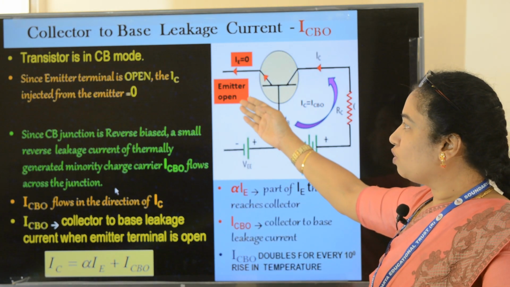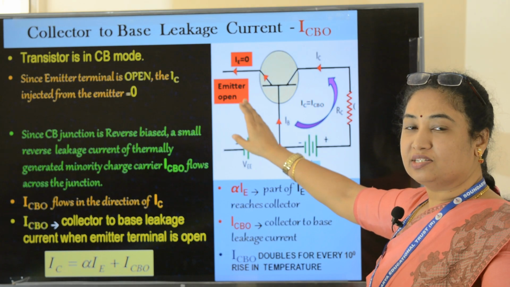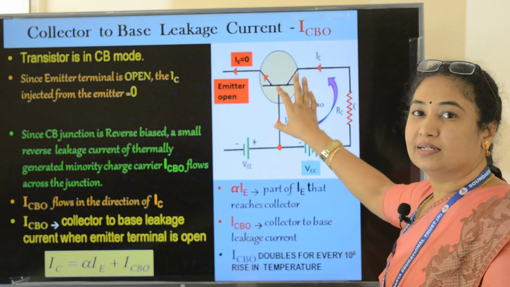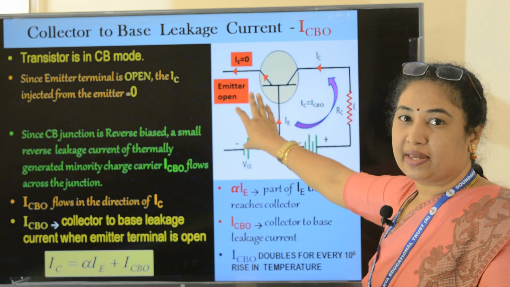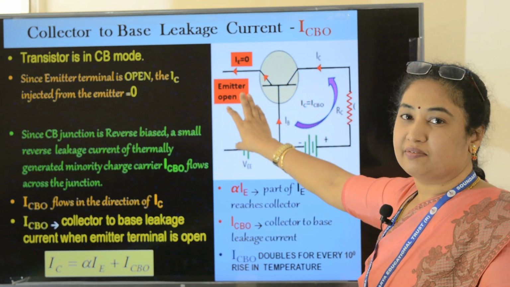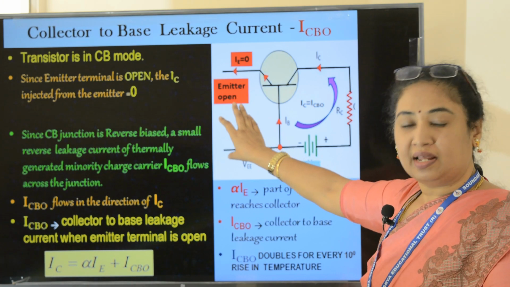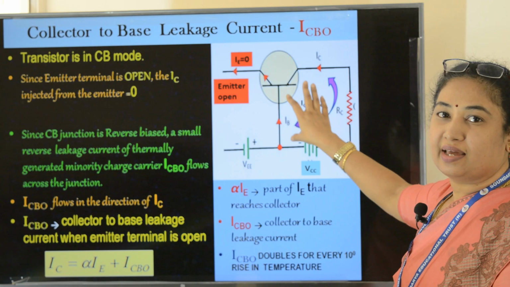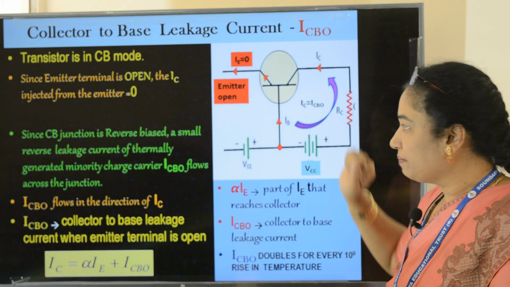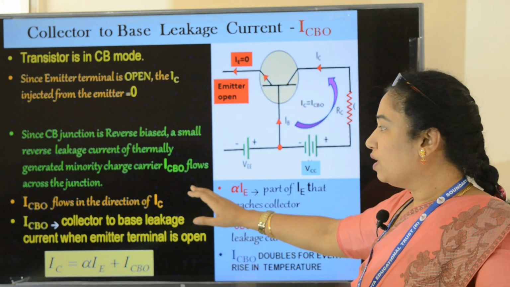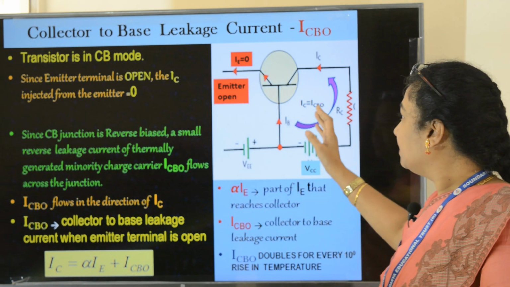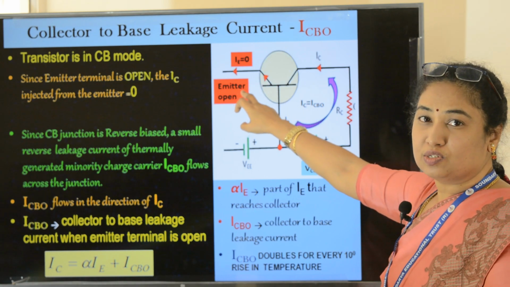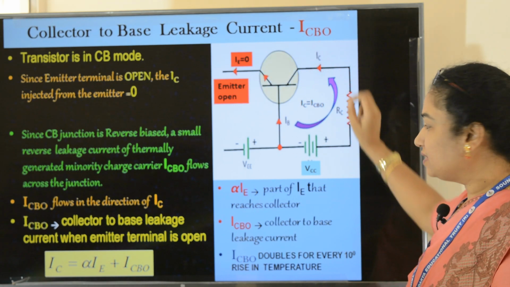When emitter terminal is open, the carriers injected to the collector section is 0. We are focusing only on the leakage current, therefore we are making it 0, or we are making the emitter terminal open, but in practice it will not be open. Just to know what the leakage current is, we are going to assume this. So now ICBO will also flow in the direction of collector current, in the same direction. IC is equal to ICBO, and IC also will be coming because of the majority charge carriers.